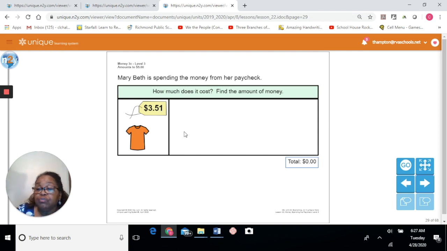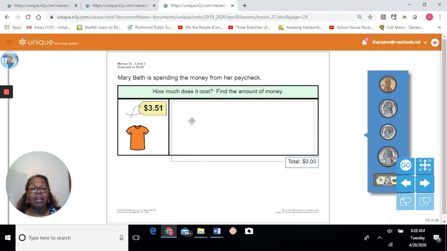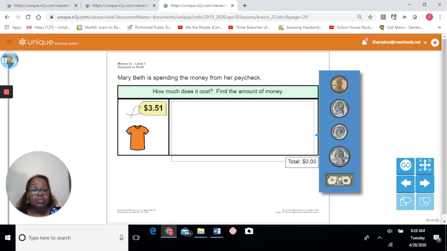What do you think we're going to do first? We're going to start with quarters? Nope. Can't start with quarters. Why not? Why wouldn't we use quarters for this? The decimal point, on the left side of the decimal, we have some whole dollars. How many whole dollars do we have? 3. We have 3 whole dollars. So we're going to get our dollars first because no sense using quarters. That would be a lot of quarters.